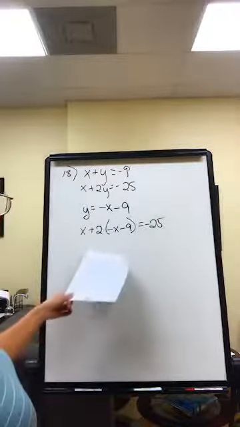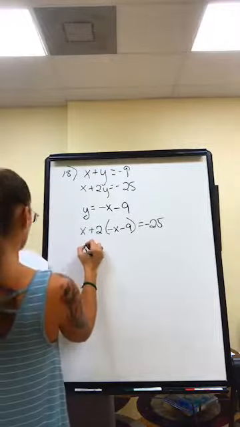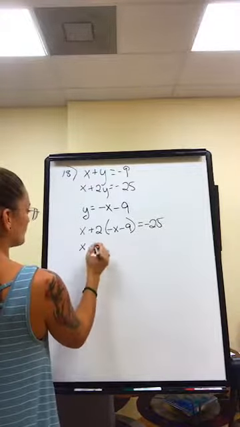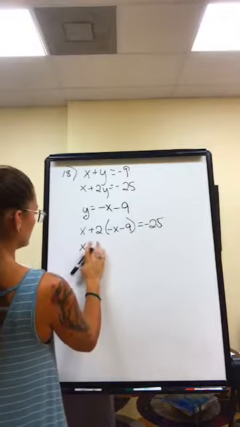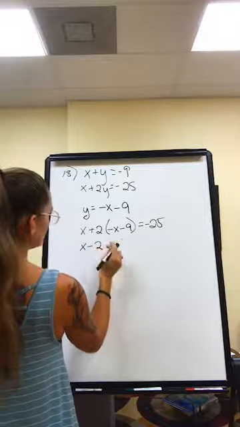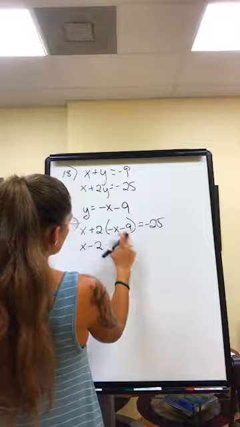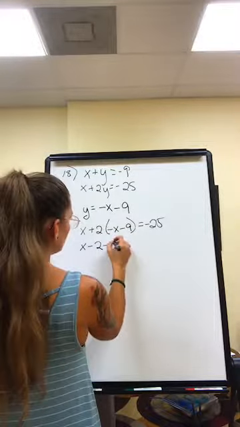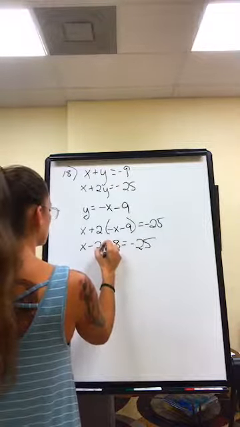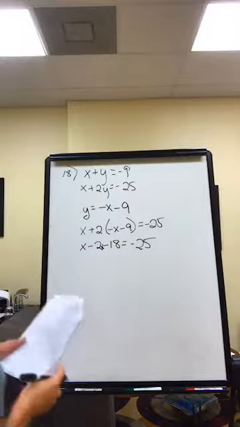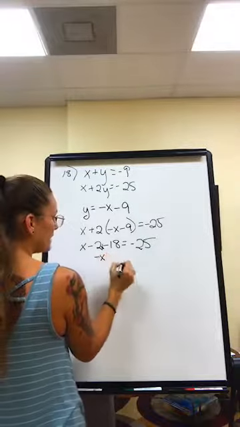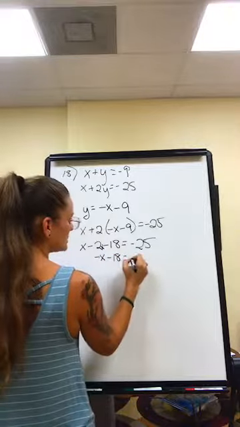All right, so let's just distribute that 2. 2 times negative x is negative 2x, so x minus 2x, and 2 times 9 is 18, also negative, equals negative 25. x minus 2x is negative x. Negative x minus 18 equals negative 25.